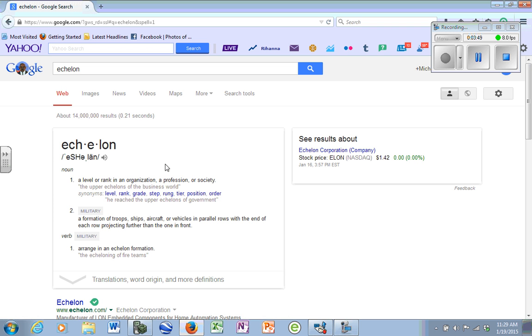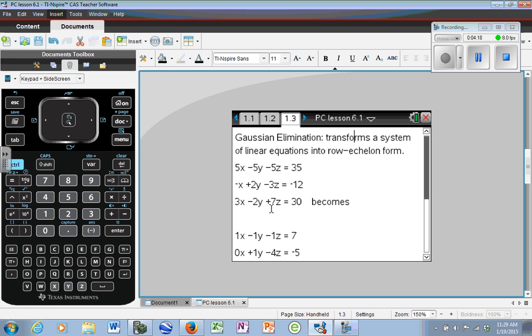So as a noun, an echelon is a level or rank in an organization, a profession, or society. So you think like a triangle, rungs and tiers and things like that. But in military terms, it's a formation of troops, ships, or aircraft, usually airplanes at an air show, or vehicles in parallel rows with the end of each row projecting further than the one in front. So you have three airplanes and then two airplanes and one airplane. You've got a triangle of airplanes flying past at the Super Bowl. That's an echelon. So we're going to do that with these. We're going to have it so that it forms a triangle.